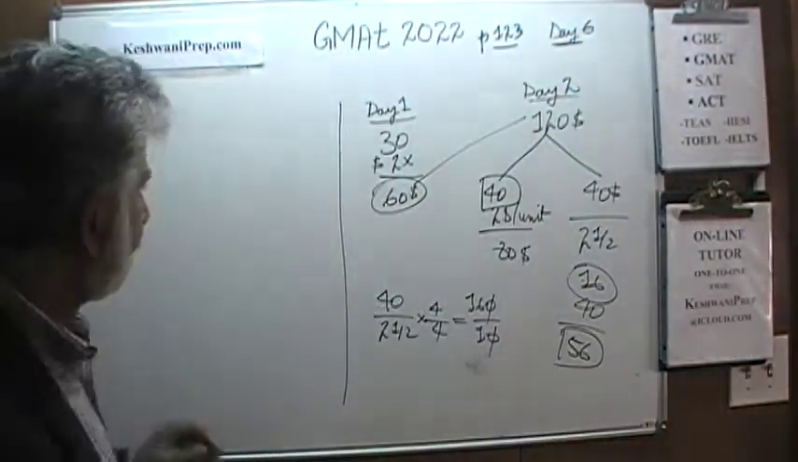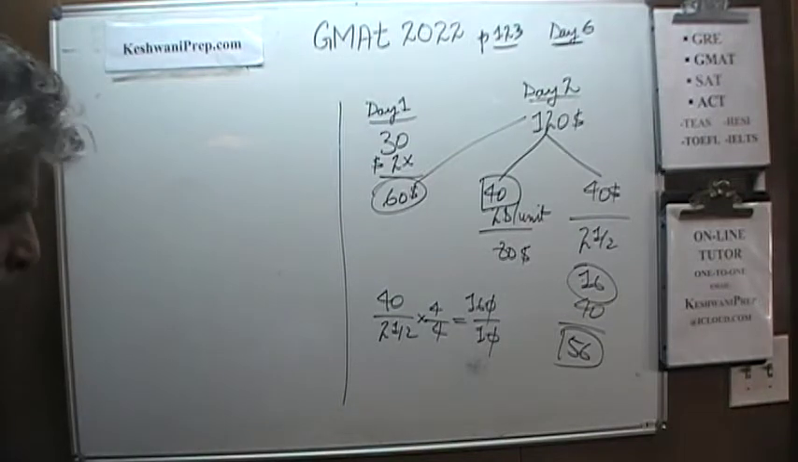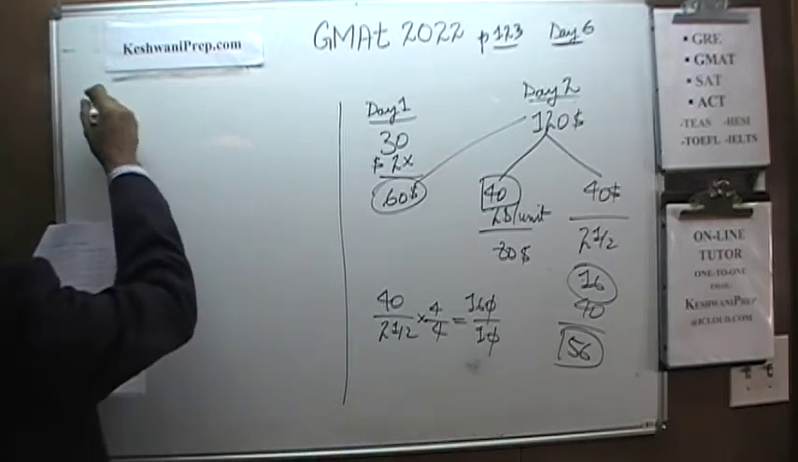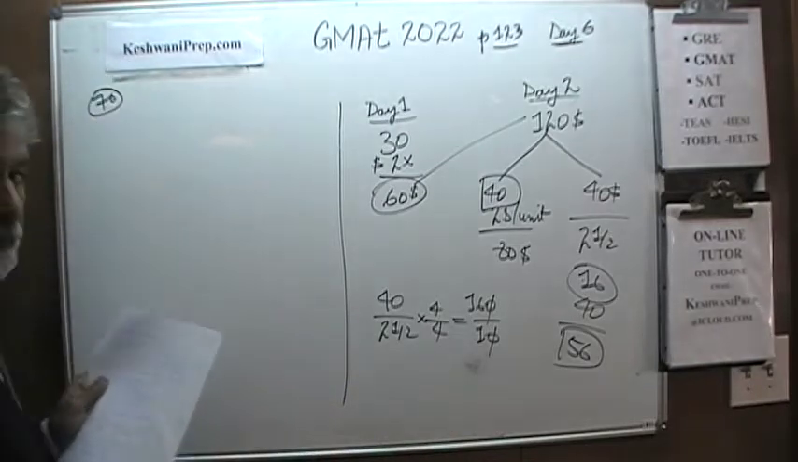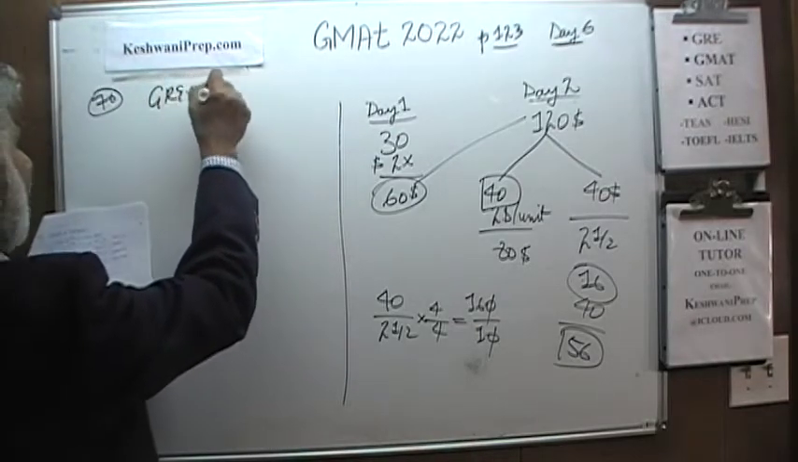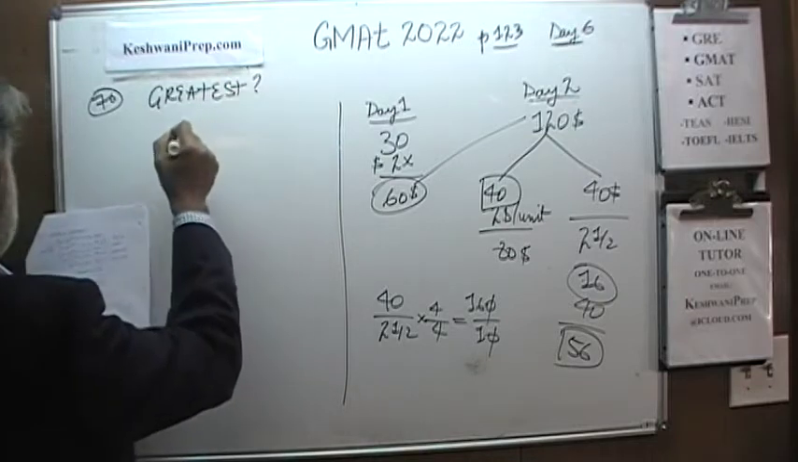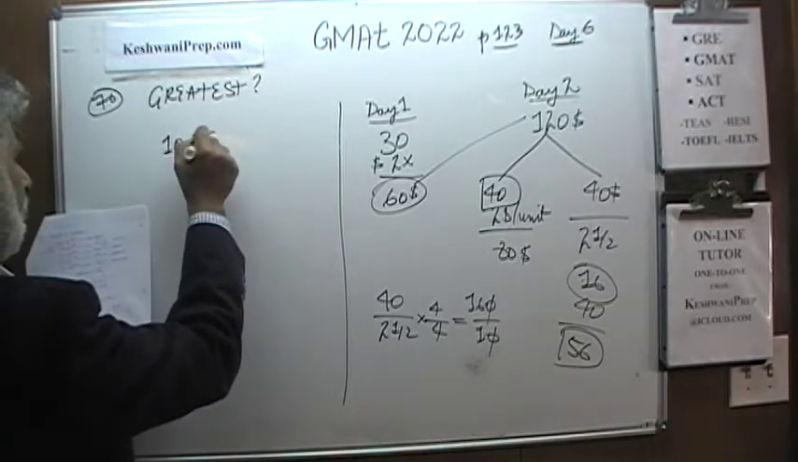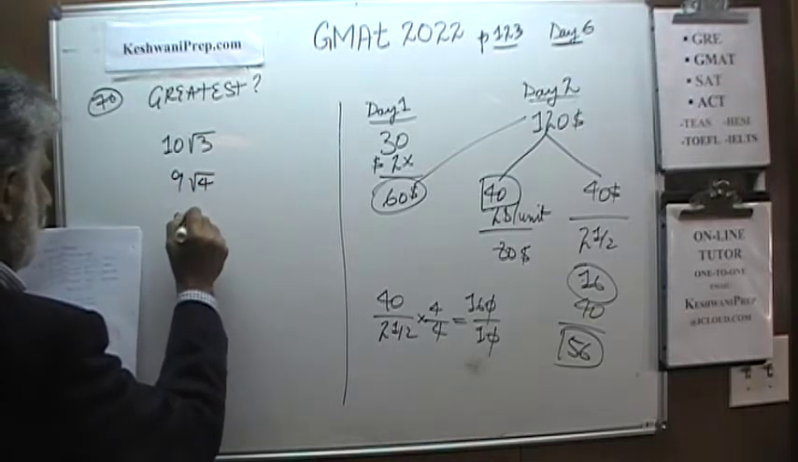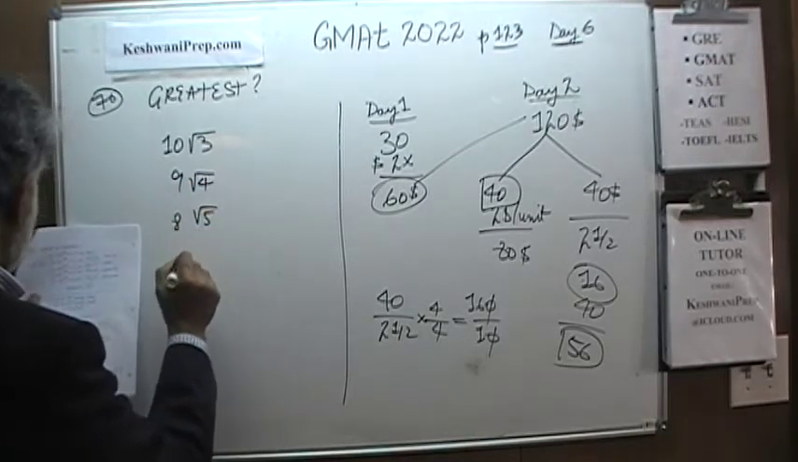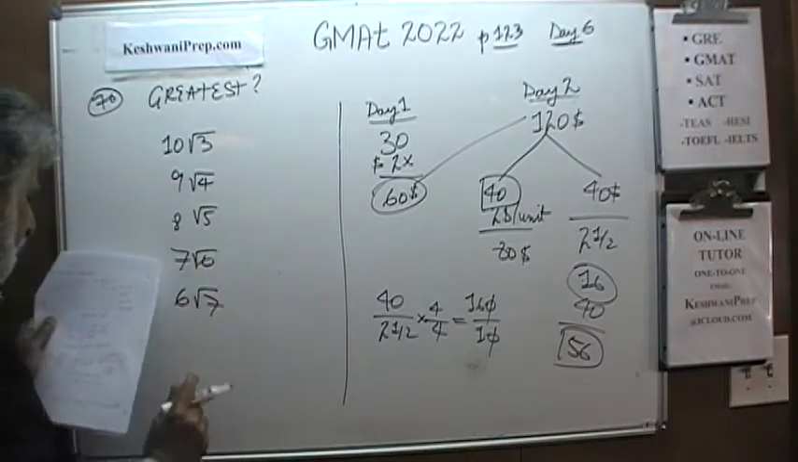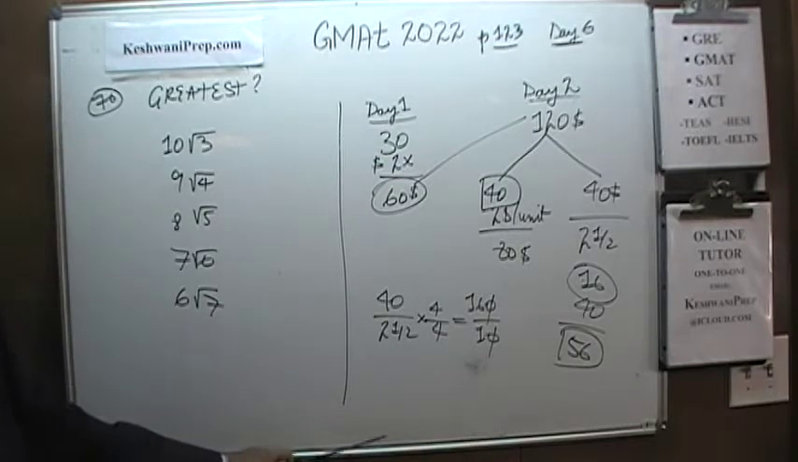Number 76. In number 76, we're being asked to locate the greatest value among these five numbers: 10 times square root of 3, 9 times square root of 4, 8 times square root of 5, and 7 times square root of 6, and 6 times square root of 7. And the question is, which one of these is the largest one?